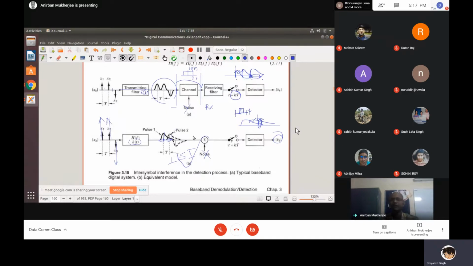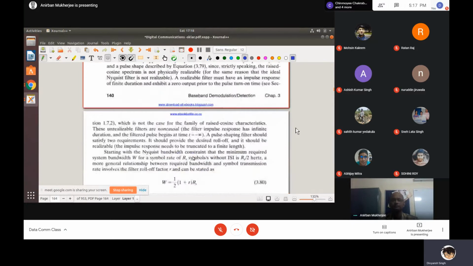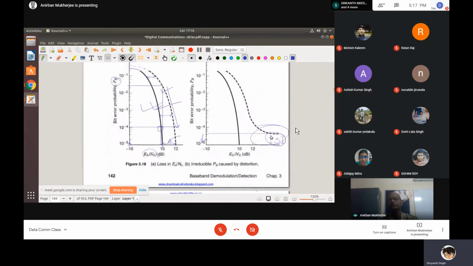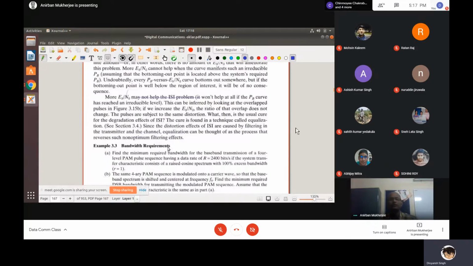It doesn't matter, and that is what you are observing here. Even if you are increasing the signal to noise ratio, Eb/N0, the probability of bit error is not reducing, it is not moving like this. So this means that more signal to noise ratio may not help the ISI problem.